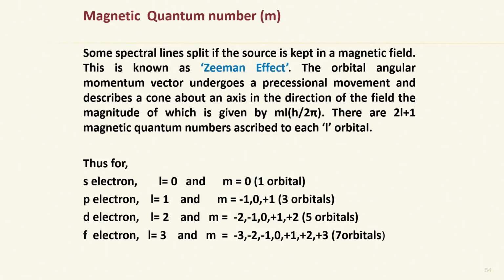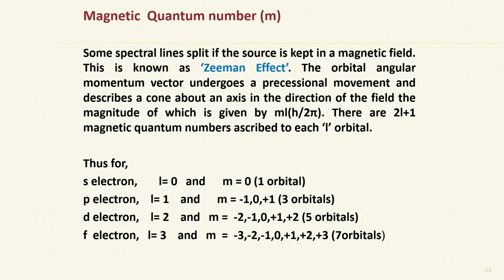So, there are 2 l plus 1 magnetic numbers ascribed to each l orbital. So, for s electron, there l is 0 and m is equal to 0. Because why? Because 2 l plus 1, 2 into 0 plus 1 is 1 only, is not it. So, there is only one orbital, but the corresponding magnetic quantum number is 0.